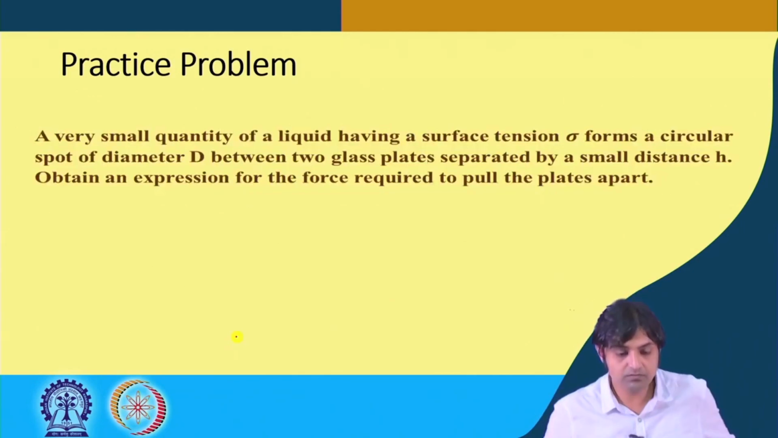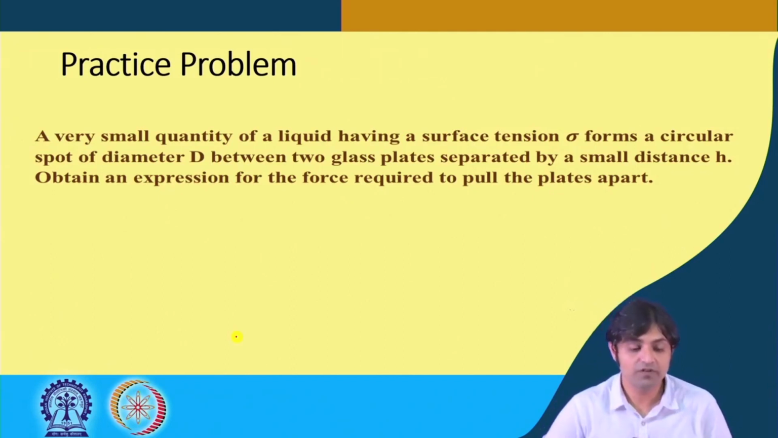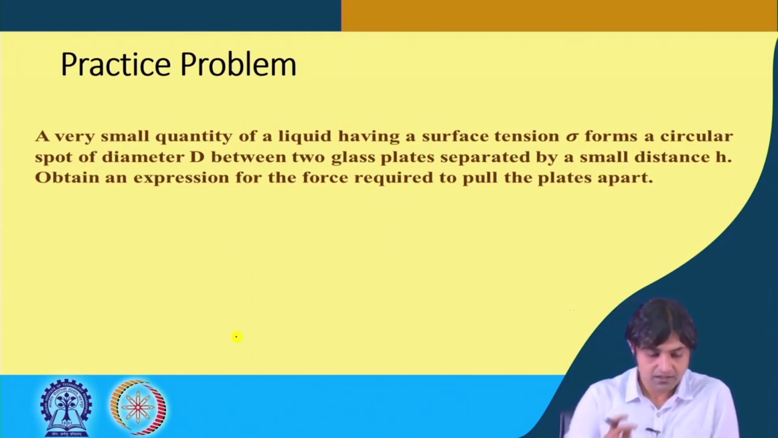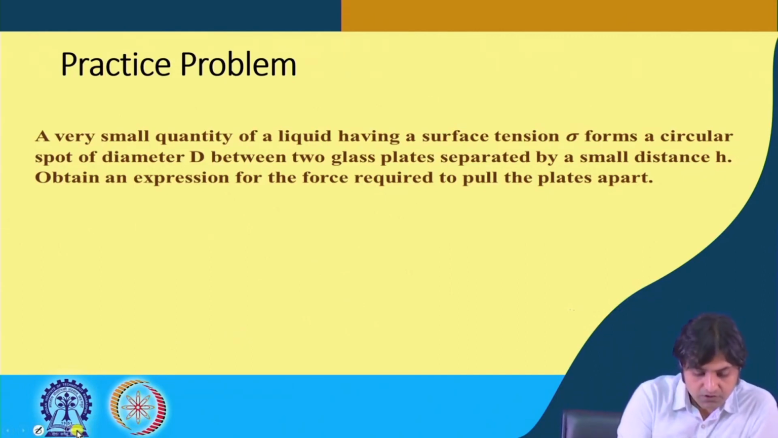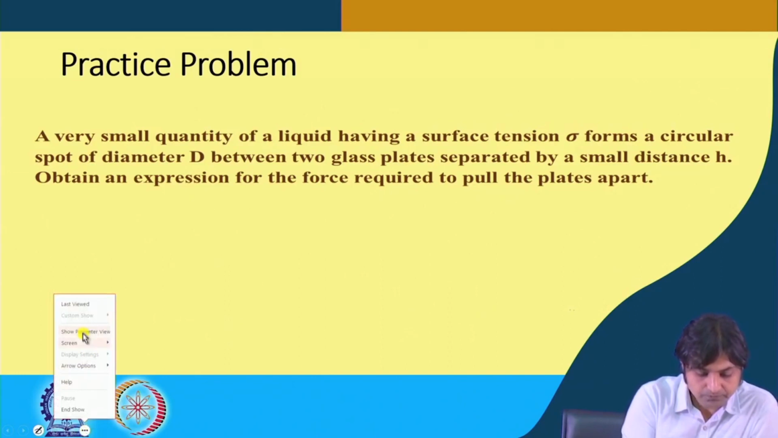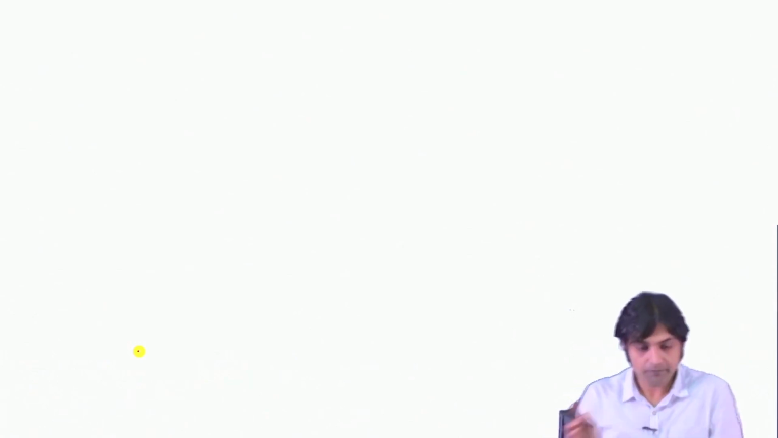It's also very much related to the surface tension. So the problem says a very small quantity of liquid having a surface tension sigma forms a circular spot of diameter d between two glass plates separated by small distance h. Obtain the expression for the force required to pull the plates apart. So as I said, the most important thing to do is to be able to draw whatever is given, okay.